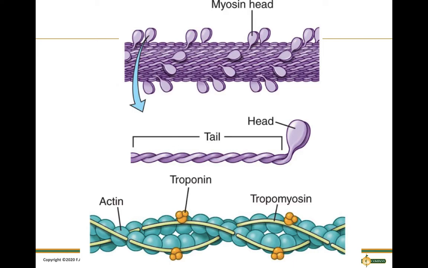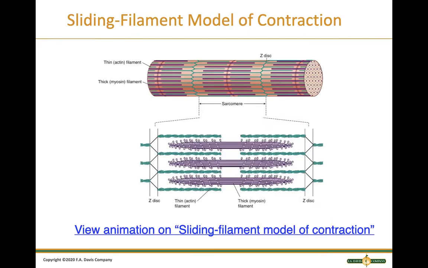Actin is at the bottom here, and it's this blue globular protein, and it's not really blue, but it forms what's called filamentous actin, which you see here. It also has troponin and tropomyosin, which are regulatory proteins, which we'll talk about in a bit. And actin and myosin together allow the muscle to contract. Next is the sliding filament model of contraction, so we're going to watch this video.